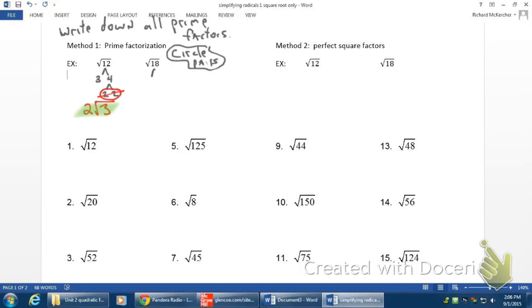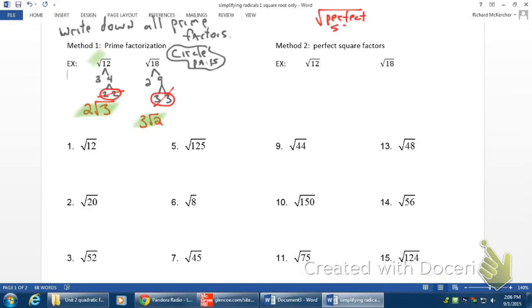All right? Try again. This time I use a factor tree to break down the 18. I've got 2 times 3 times 3. And I have a pair of 3s. So the pair of 3s becomes the outside, and the inside becomes that 2 that's left over.